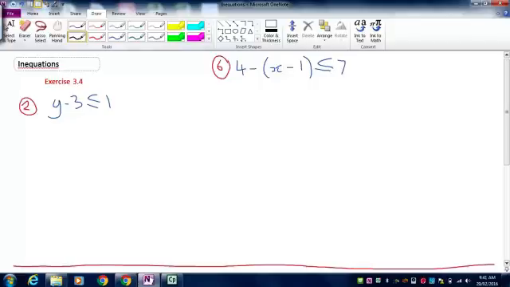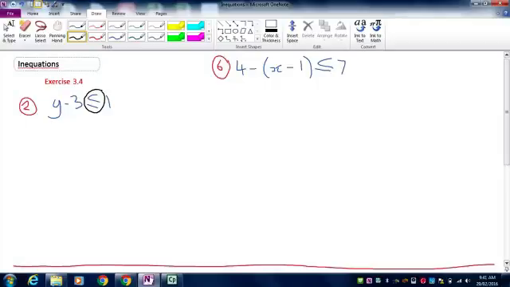In exercise 3.4, we're looking at solving inequations. This is very similar to solving equations, but we just need to remember our rules for inequalities. The main thing being that if we multiply or divide by a negative number, we need to change our inequality sign to the opposite. So we'll see that happen in some of these examples.